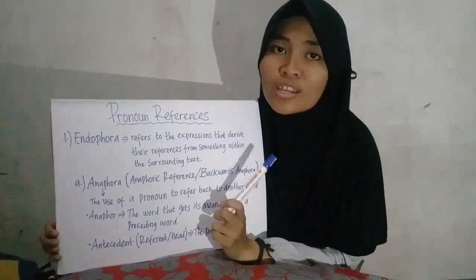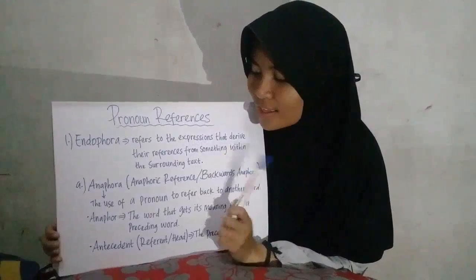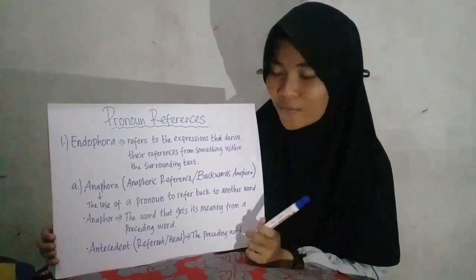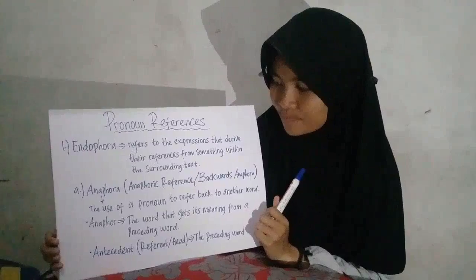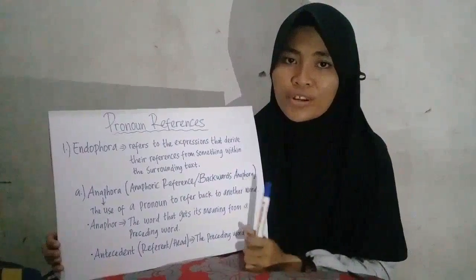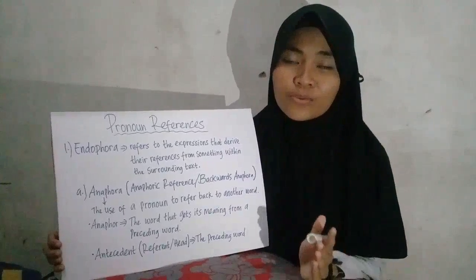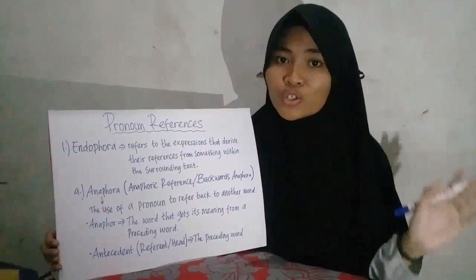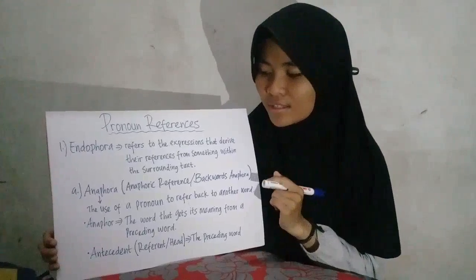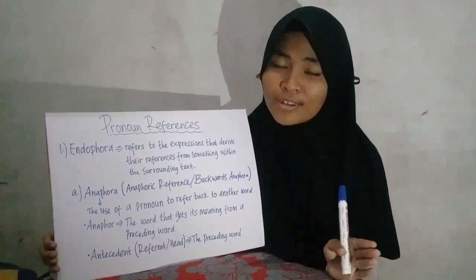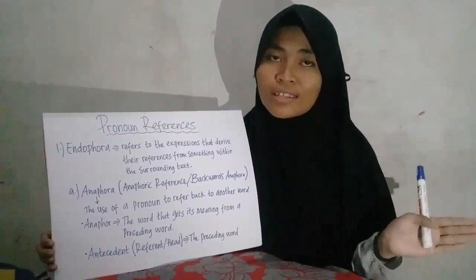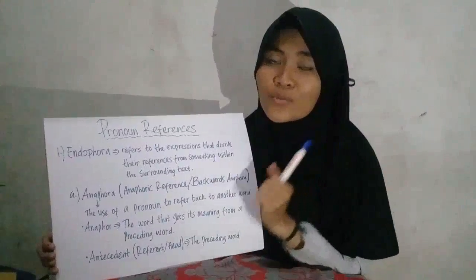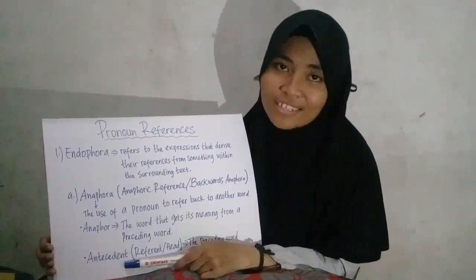Okay, the first one is anaphora. Well, it is also called as anaphoric reference or backwards anaphora. Well, anaphora is the use of a pronoun or other linguistic unit to revert back to another word or phrase. Well, the word that gets its meaning from a preceding word or phrase is called as anaphor, while the preceding word is called as antecedent.